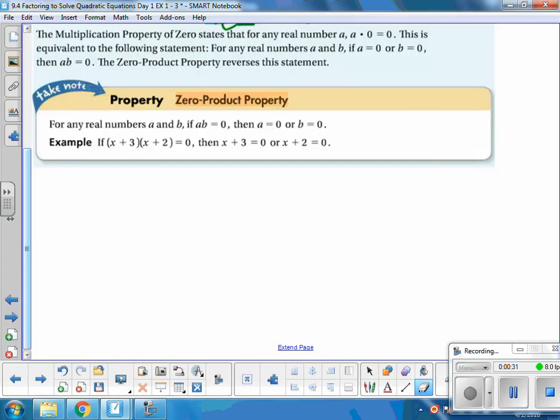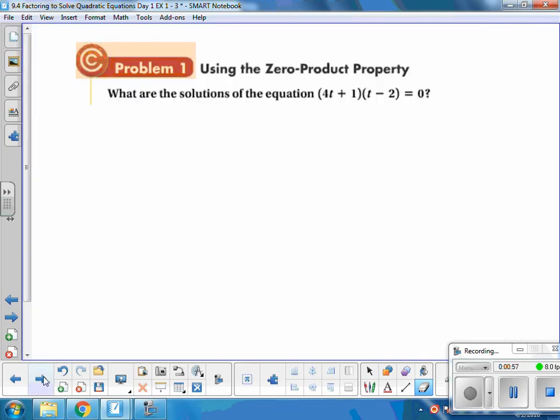Okay, so the zero product property tells us that for any real numbers a and b, if ab equals 0, then a would equal 0 or b will equal 0. Either one can be 0, and that's true. So for an example, if x plus 3 times x plus 2 equals 0, then x plus 3 could equal 0 or x plus 2 equals 0. And we're going to use that concept to find our solution to our quadratic equation.